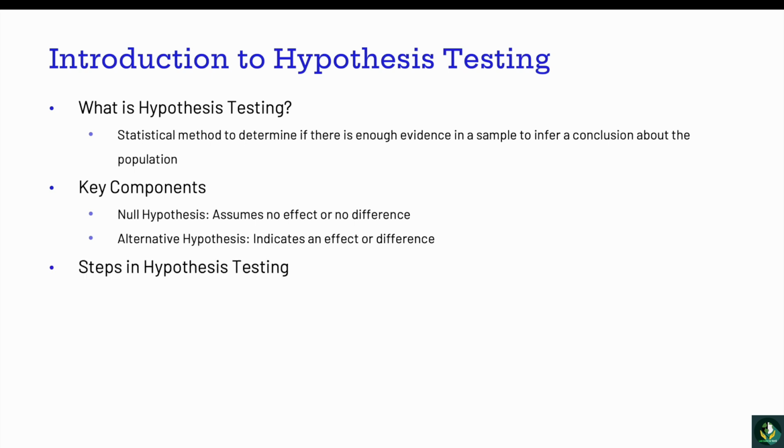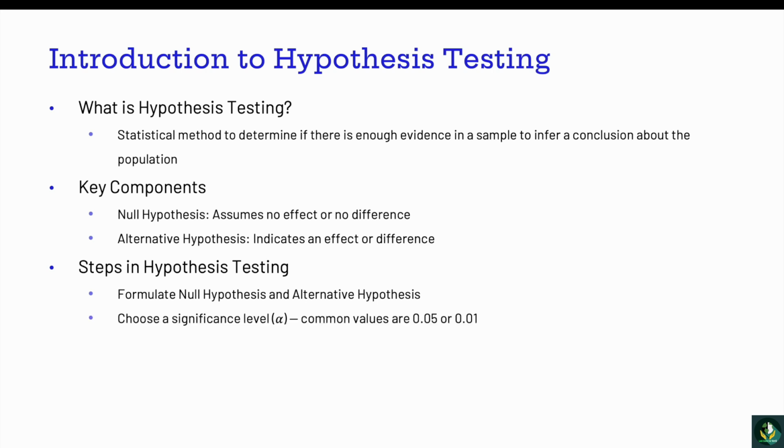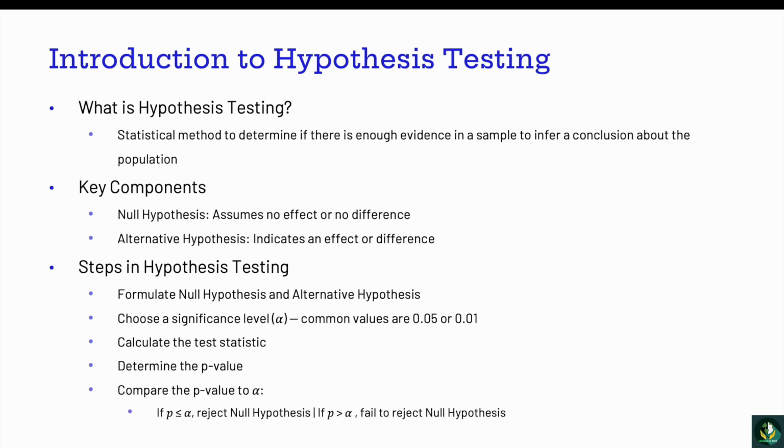Now, what are the steps in hypothesis testing? First, you need to formulate H0 and HA, which are null hypothesis and alternative hypothesis. Then you need to choose a significance level alpha, whose common values are 0.05 or 0.01. Next step is to calculate the test statistic, which is either t statistic or z statistic. Then you determine the p-value, followed by comparing the p-value to alpha, where if p is less than or equal to alpha, then you reject the null hypothesis. But if p is greater than alpha, then fail to reject the null hypothesis.